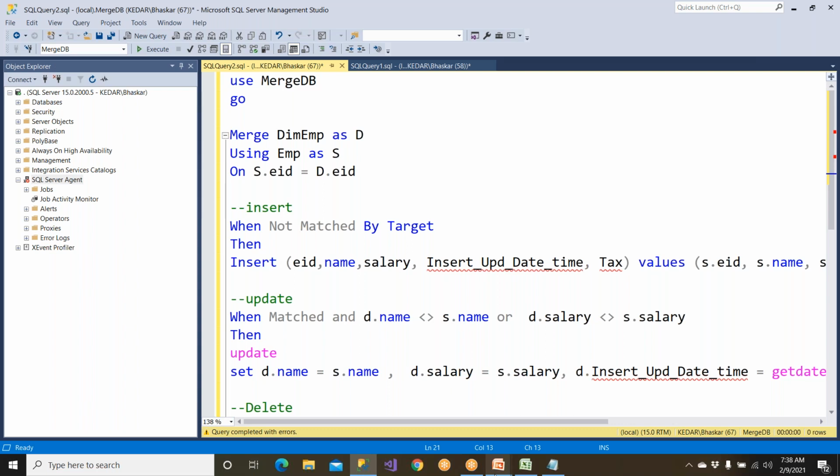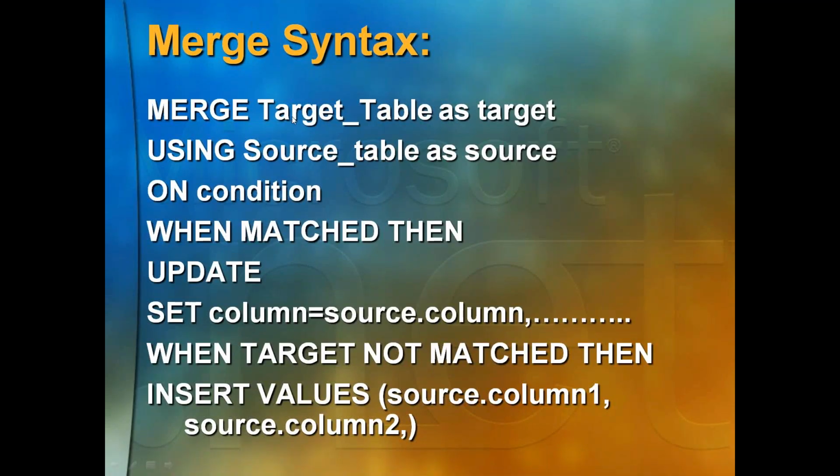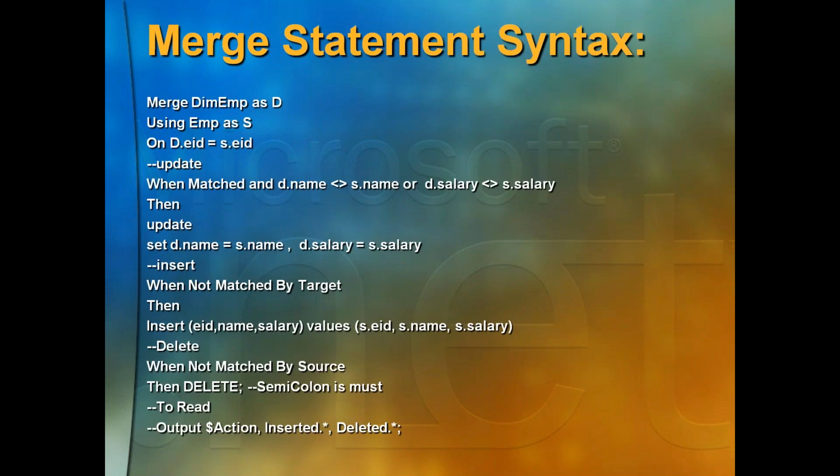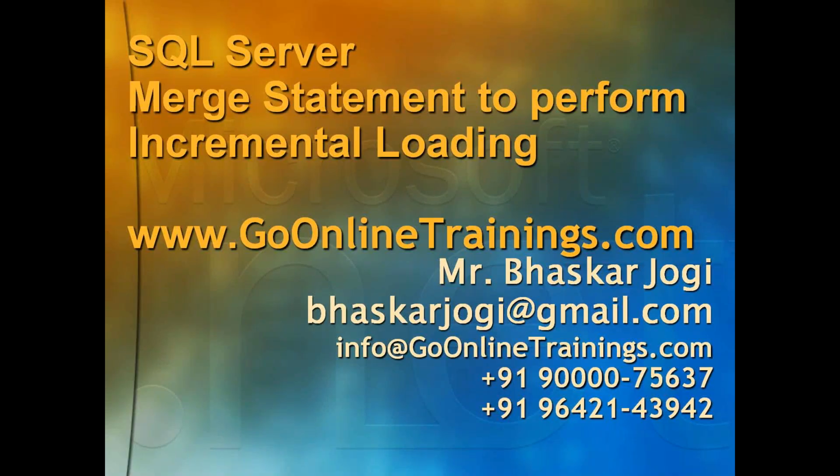Merge is very, very beautifully designed, with a very, very easy syntax. Merge the target table with some alias, using the source table with some alias, on a condition. When matched, then update. When the target is not matched, then insert the source column names and values into this table. Clear? So you can also give an update statement if you want. Clear, guys?